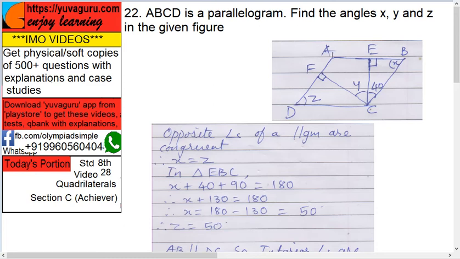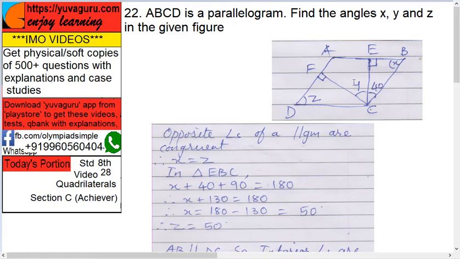ABCD is a parallelogram. Find the angles X, Y and Z in the given figure. And what is given in the figure? These two are the altitudes, means heights. So CE is perpendicular to AB and CF is perpendicular to AD.